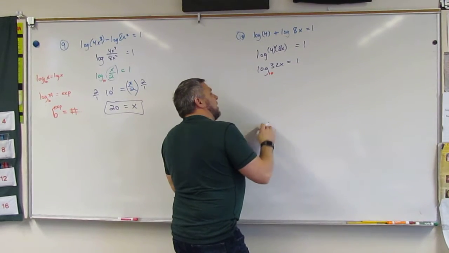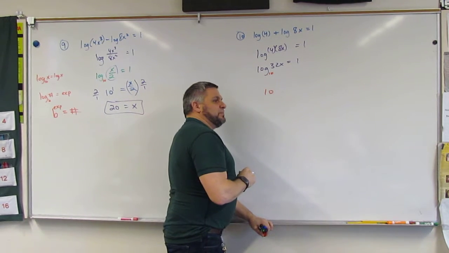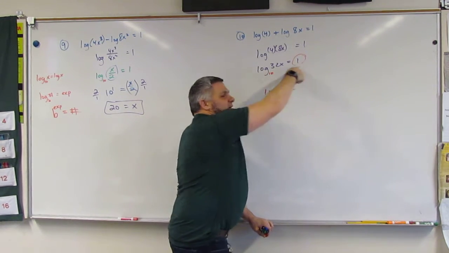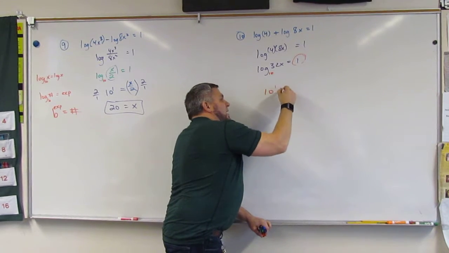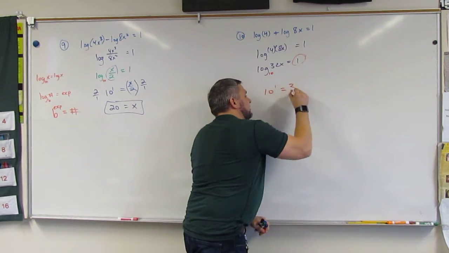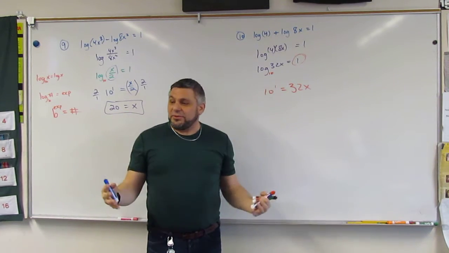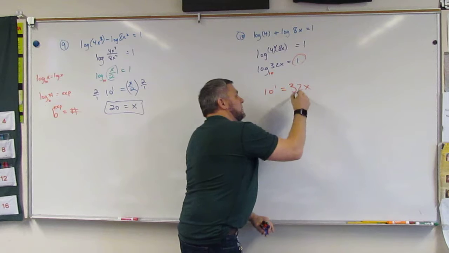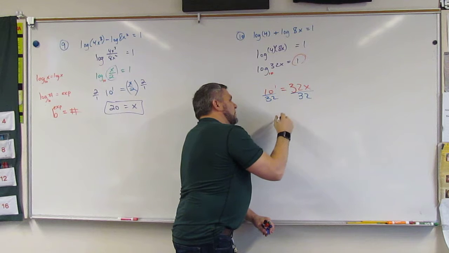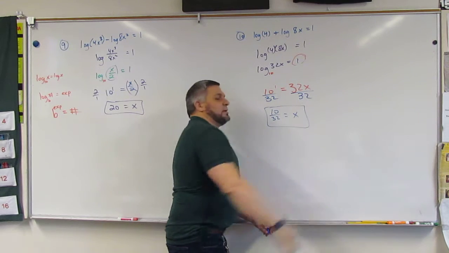Okay? So let's write it in an exponential form. The base is 10. What's the exponent? 1. The logarithm is an exponent, right? Okay? And then, what's the number? 32x. The only thing that's left, right? Now, how do we solve? Divide. Always the opposite. Okay? So we get 10 divided by 32 is equal to x. That's your answer.